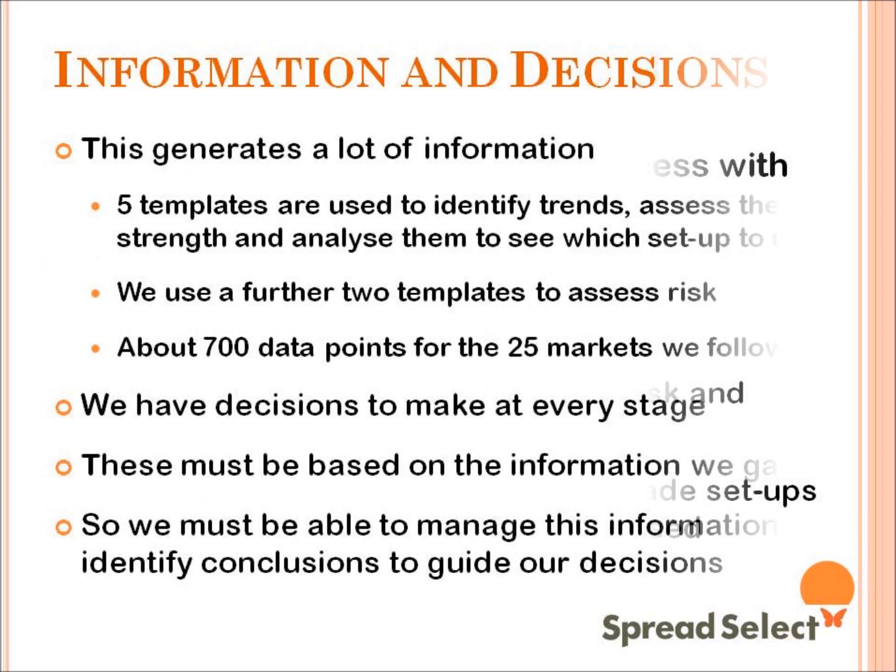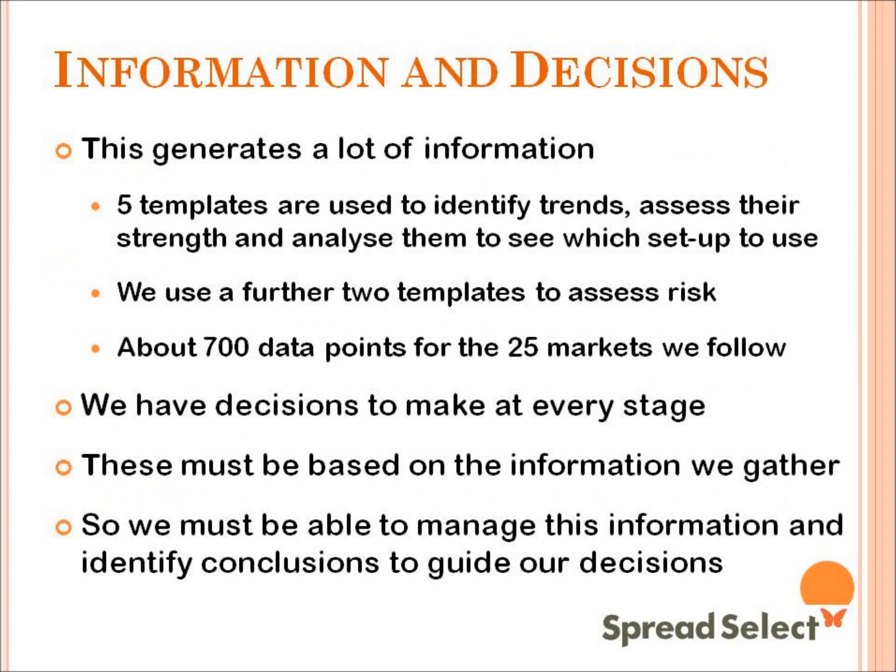This generates a lot of information. We use 5 templates to identify the trends, assess their strength and analyse them to see which setup to use. We use a further 2 templates to assess risk. In total we generate about 700 data points for 25 markets we follow. We have decisions to make at each stage and these must be based on the information we gather. However, unless we're able to manage this information and identify conclusions to guide our decisions, we're just generating more data that is not very useful.